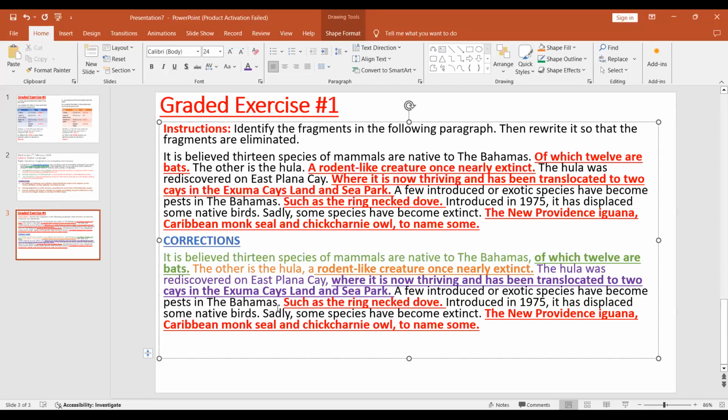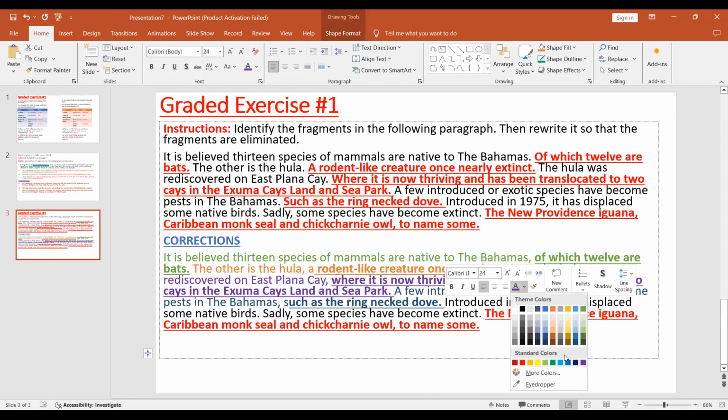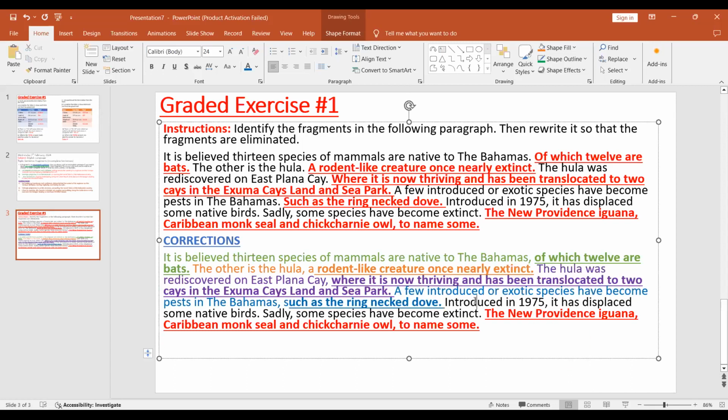A few introduced exotic species have become pests in the Bahamas. How could we correct that? Such as, just put a comma. Such as the ringneck dove. I put a comma behind Bahamas. Yeah. Such as the ringneck dove. So we get that. That could be good. Introduced in 1995. It has been displaced by native birds. We don't need to correct that, right?